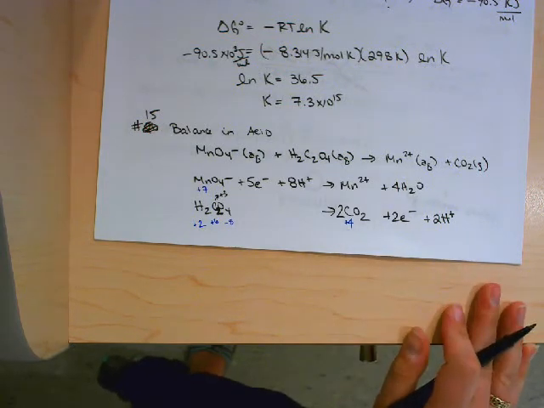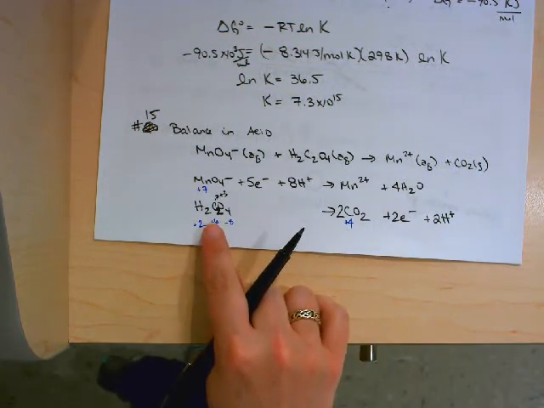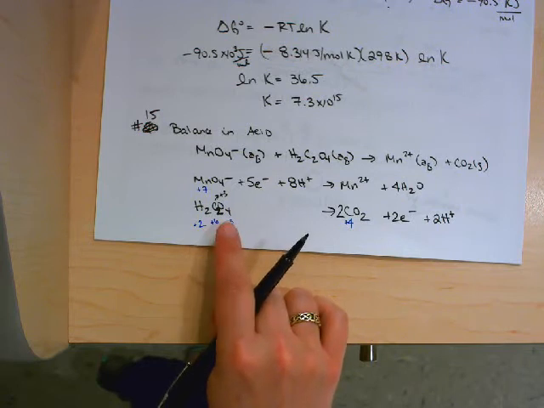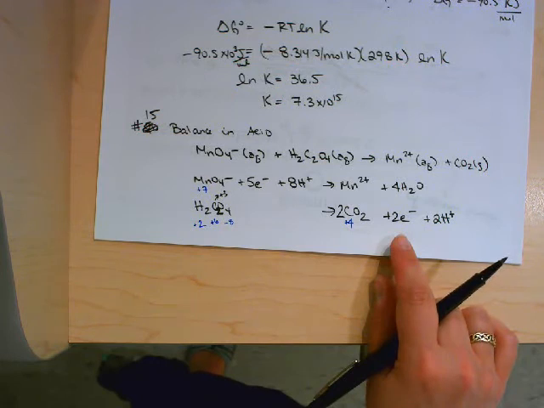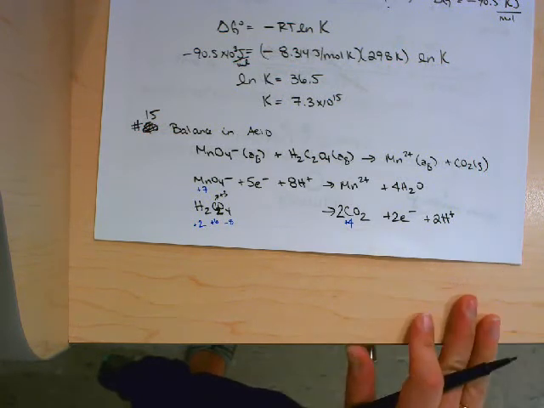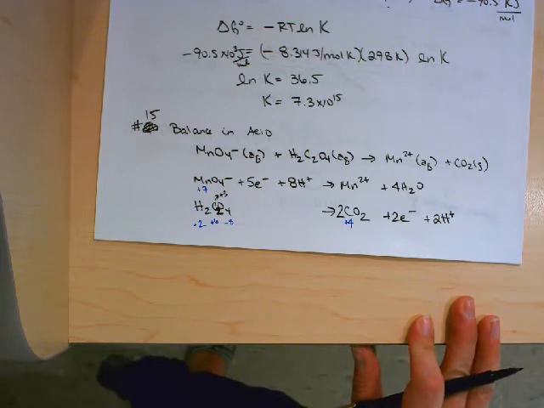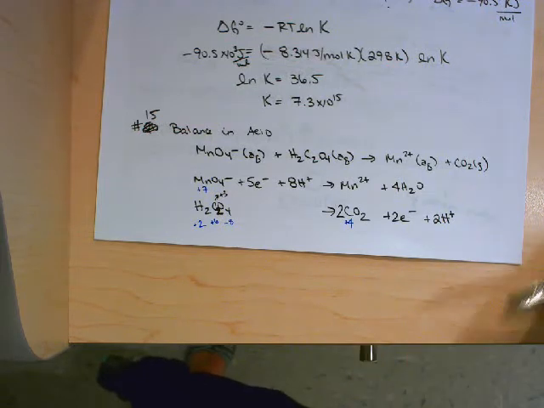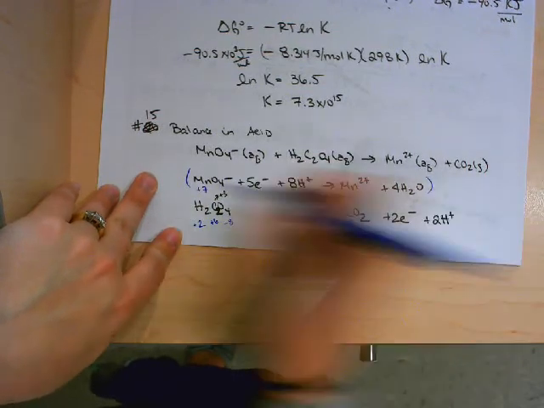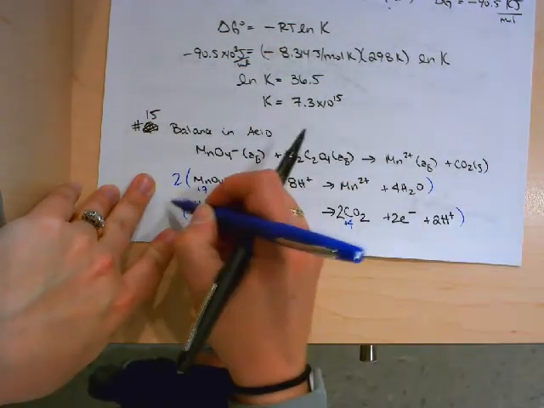Looking good? Okay. What's the charge of my compound going in? 0. What's the overall charge coming out? 0. We're good. So now, what do I need to do to recombine my equations? Yep, so this one is 2, and that one is 5.